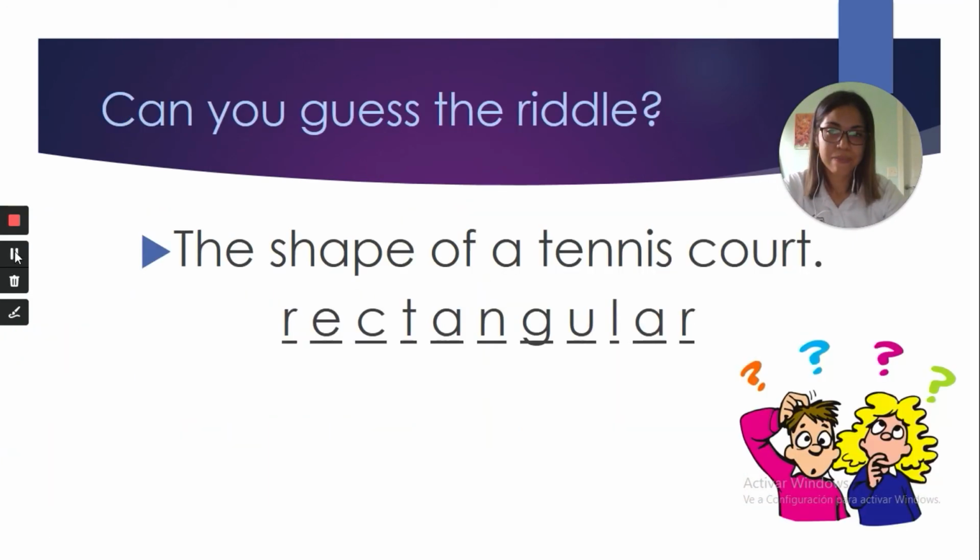All right, guys, so as promised, this is the answer for your riddle. The shape of a tennis court and a noun that begins and ends with the letter R is rectangular. Were you able to guess it?